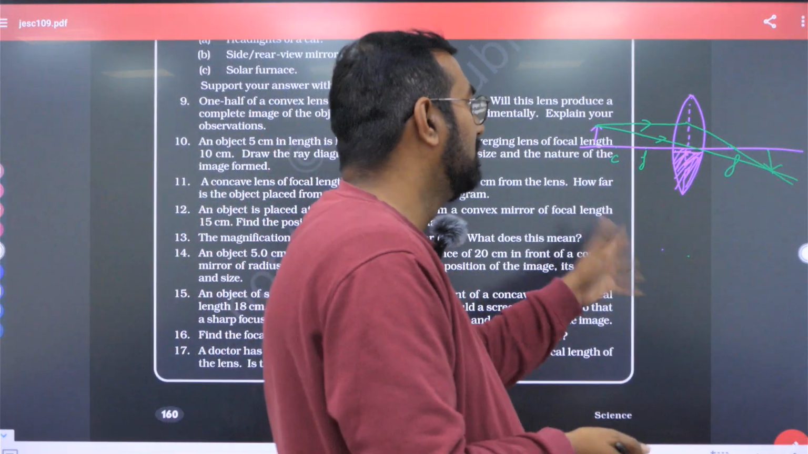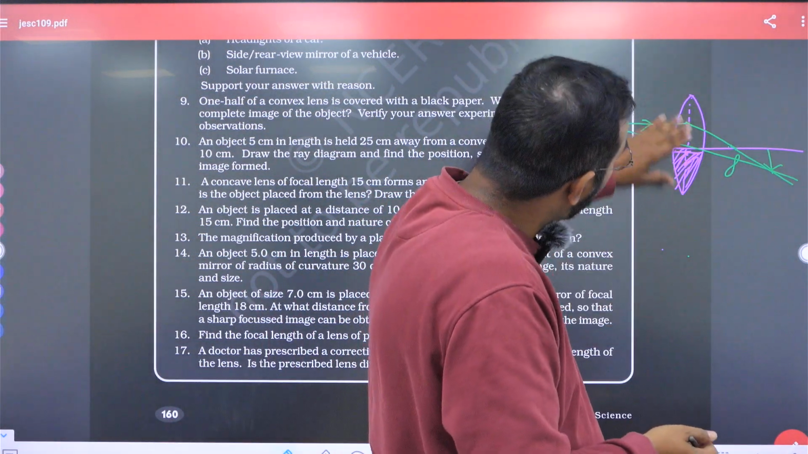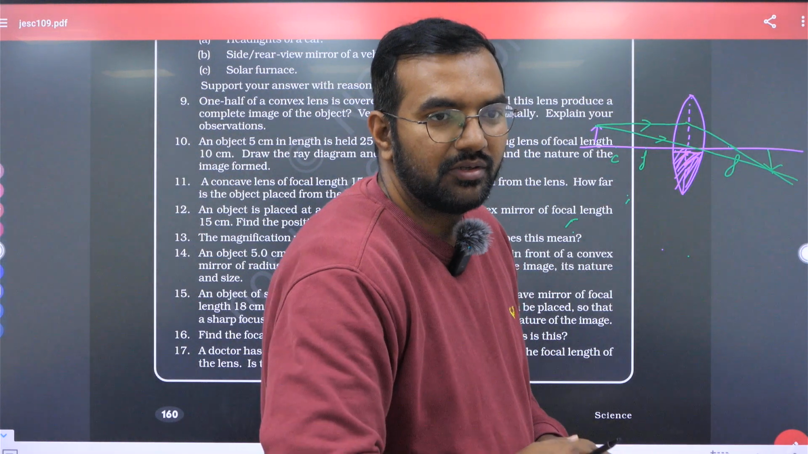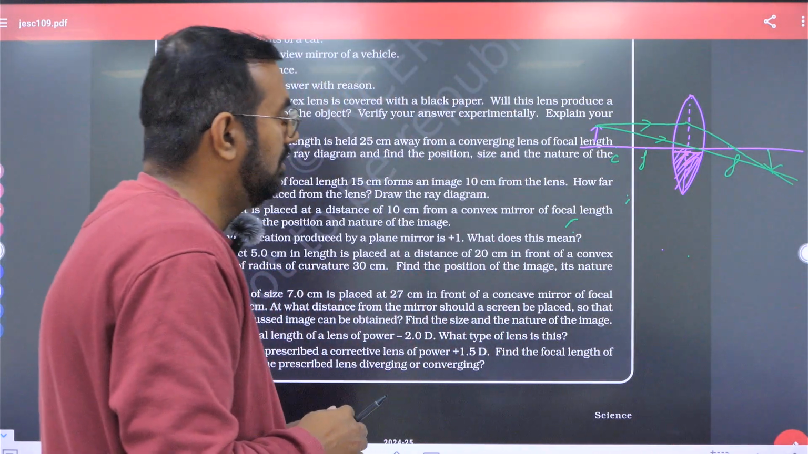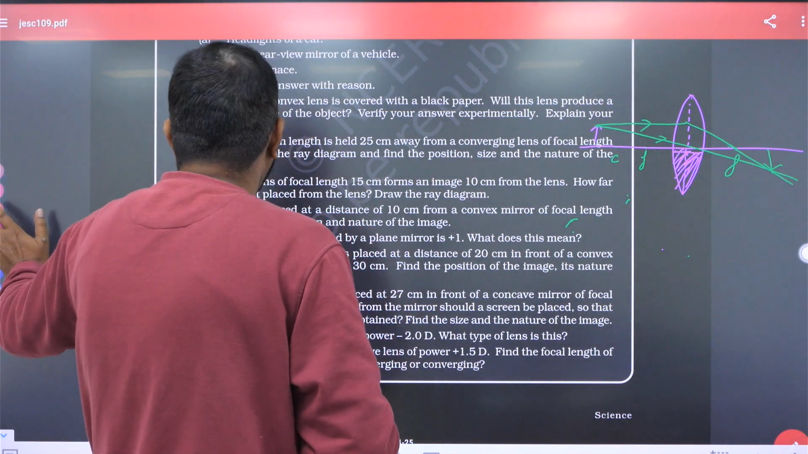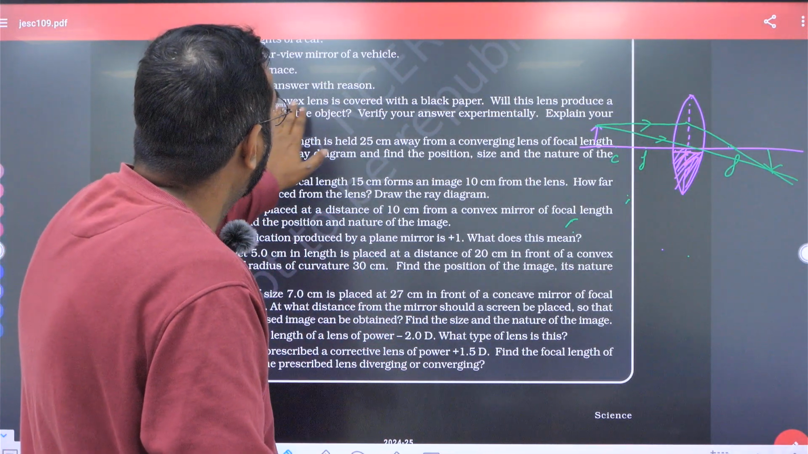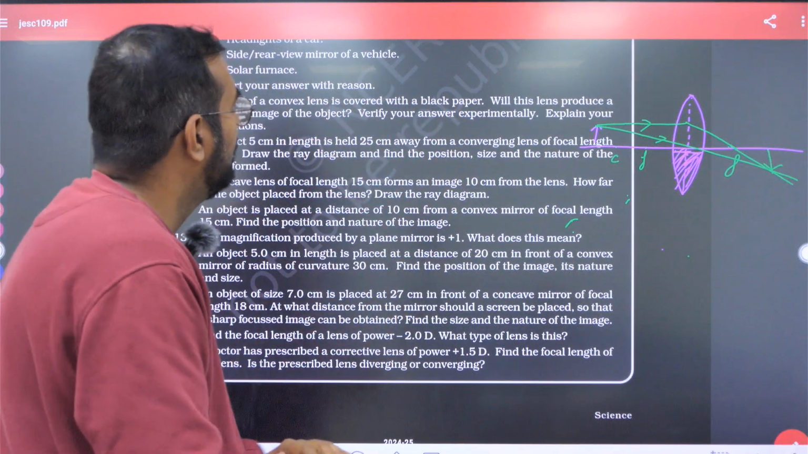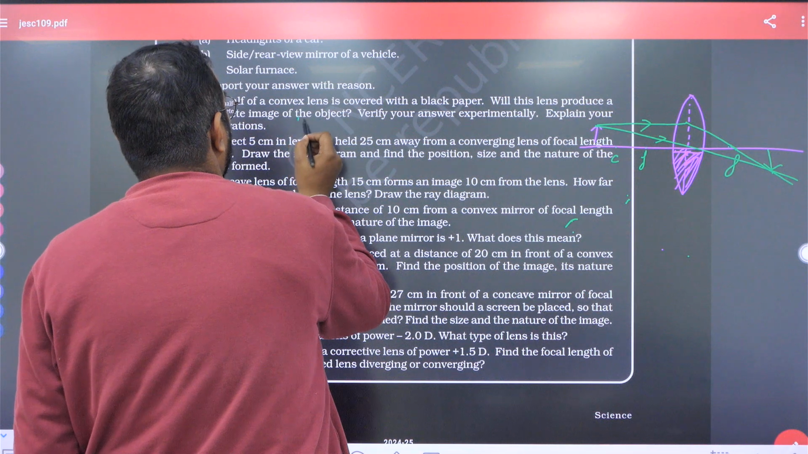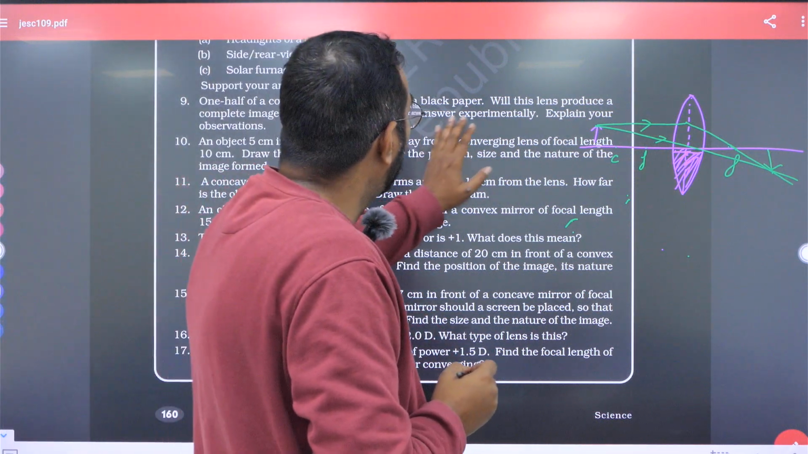If you cover the upper part, the same thing will happen from the lower region. Okay. So no effect will be produced. One half of the convex lens is covered with black paper. Will the lens produce a complete image? Yes. Right, beta? Yes.